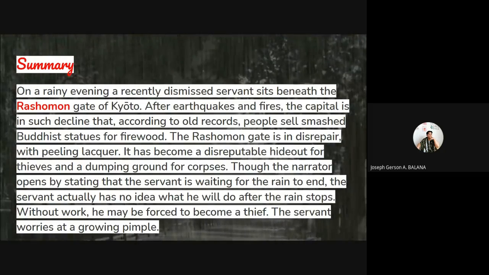Now he knew that the Rashomon is already a place of disrepair, already dilapidated. It's no longer maintained. Its lacquer is already peeling, its panels or walls. Now, because he doesn't have work anymore, the servant was contemplating whether he will just become a thief. Because the Rashomon is a hideout for thieves, a dumping site for dead bodies, and usually people hiding in the Rashomon are criminals or scavengers.